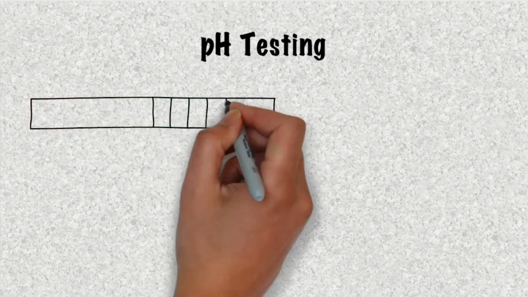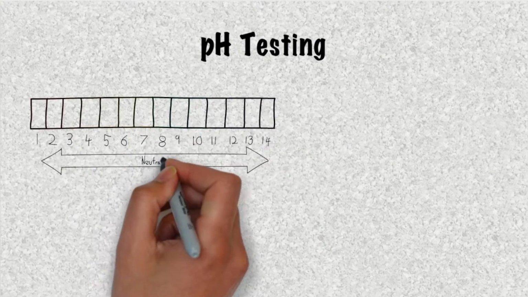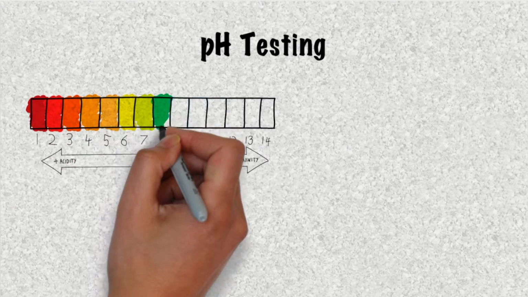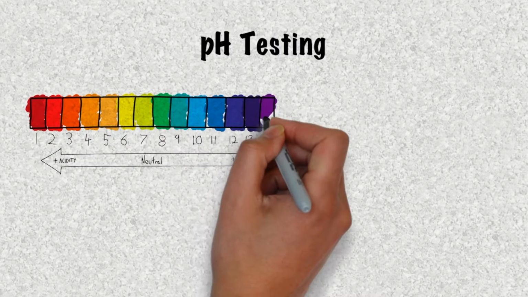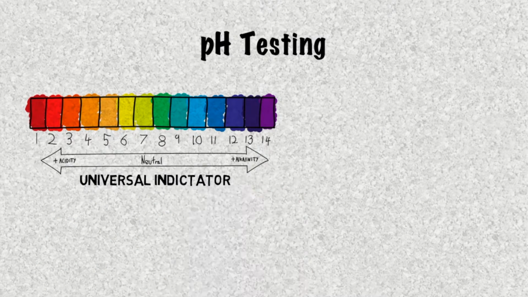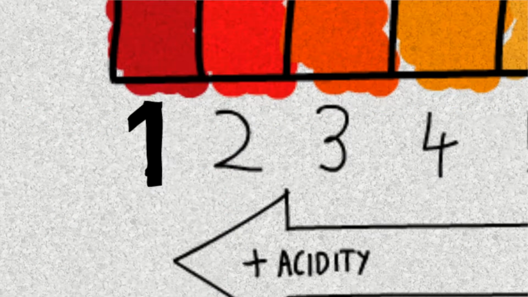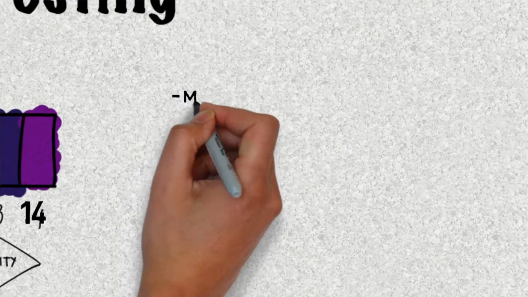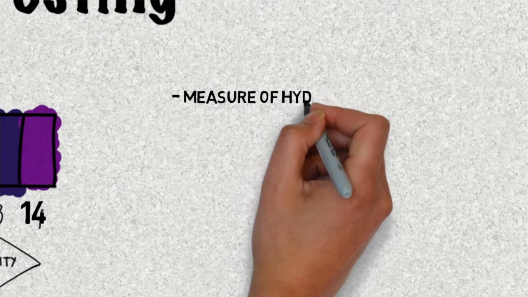A way to measure water pollution is through pH testing. So this method is used in order to test how acidic or basic water levels are. Universal indicators are a really great way to test the pH level of water. Depending on the color, it can show you the level of pH in that water body. It is a measure of hydrogen ion concentration.